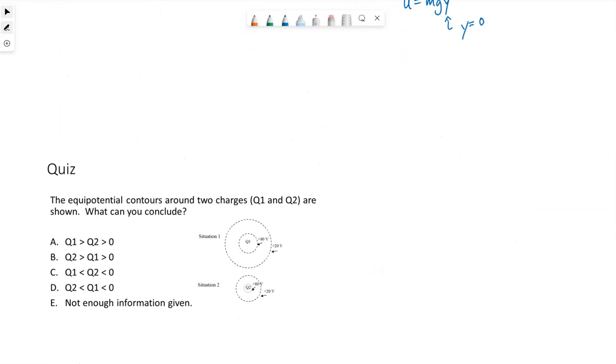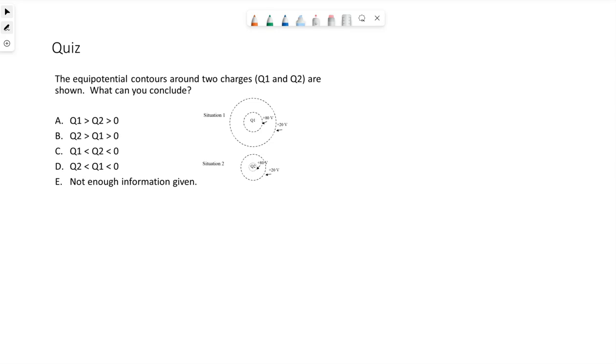Here we have another question. The correct answer here is A. So equipotential contours or surfaces around two charges are shown. So this is implying point charges. The electric potential for a point charge is kq over r.